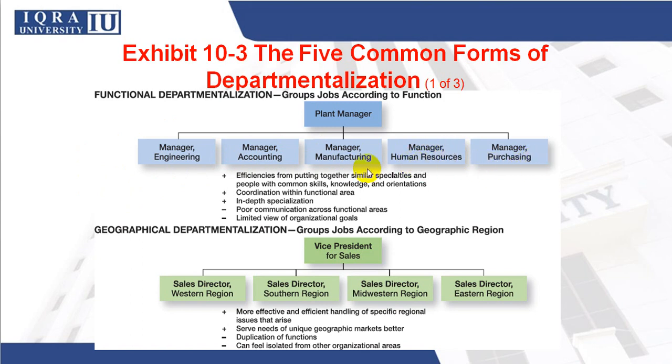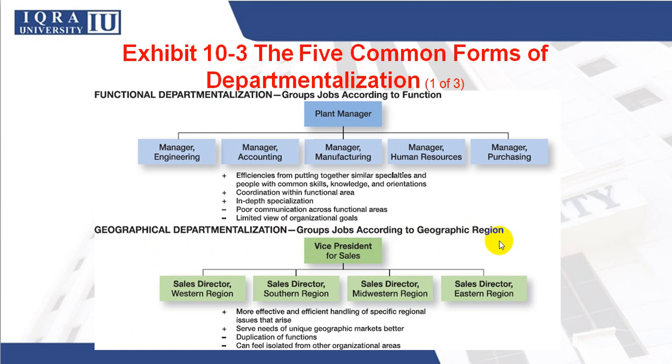So these are actually the functional units of the organization, on the basis of which we can see departmentalization has occurred. This is known as functional departmentalization, in which the jobs are grouped according to the functions of the organization. These are the functions. However, if we talk about geographical departmentalization, it means grouping jobs according to the geographic region, or we can say geographic location.